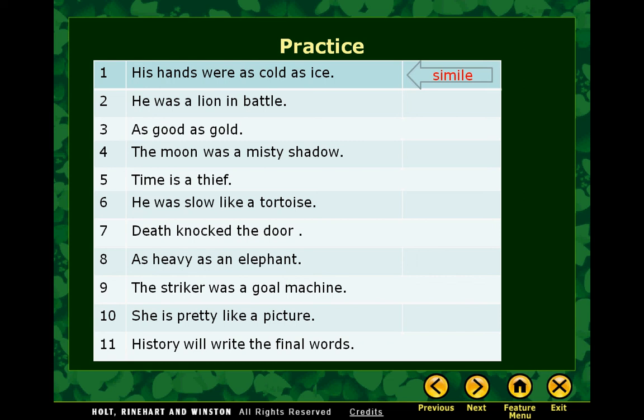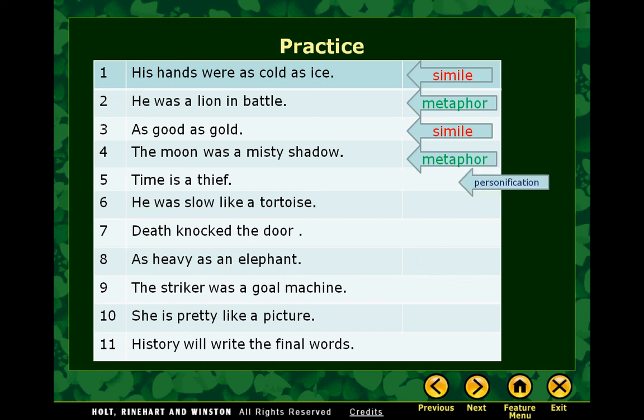He was a lion in battle. Simile, metaphor, or personification? Think. Great. It's a metaphor. Excellent. As good as gold. The word as here indicates a simile. Great. The moon was a misty shadow. Excellent. Time is a thief.